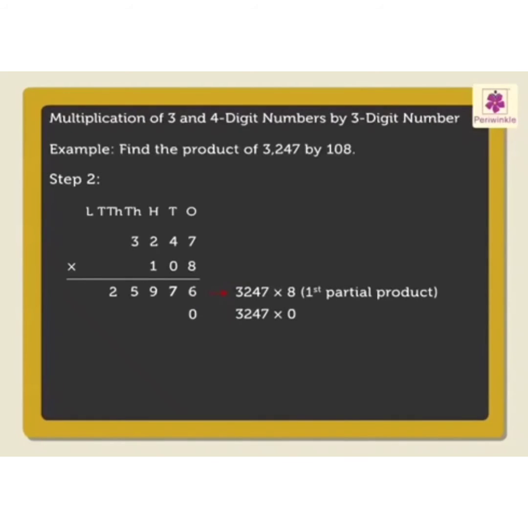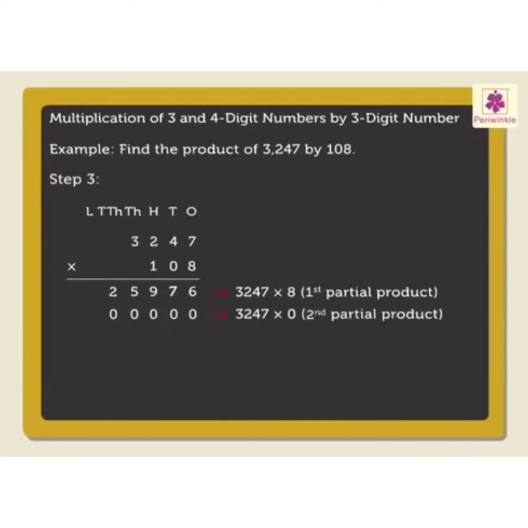Next, 7 into 0 is equals to 0. 4 into 0 is equals to 0. 2 into 0 is equals to 0. Then 3 into 0 is equals to 0. So, we get 0 as the second partial product.